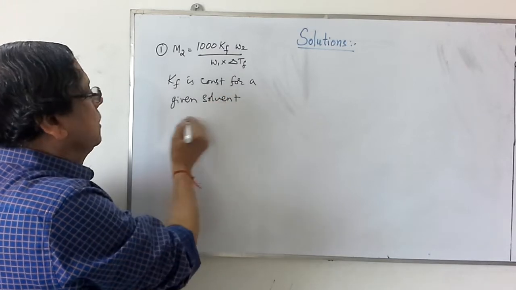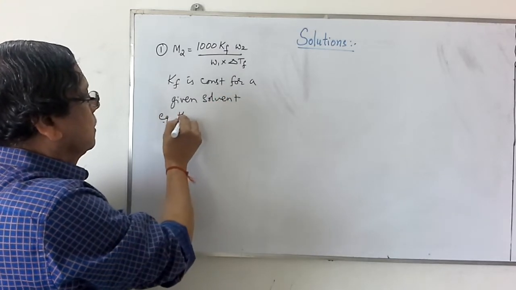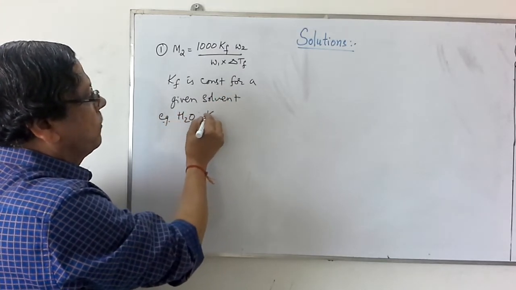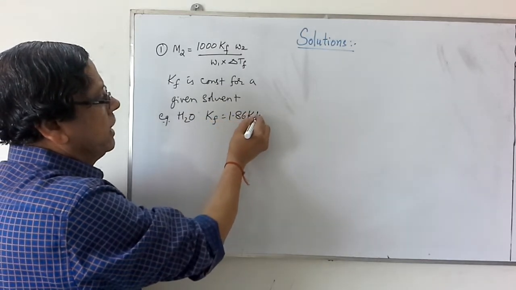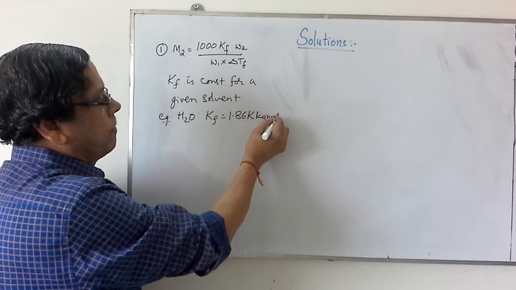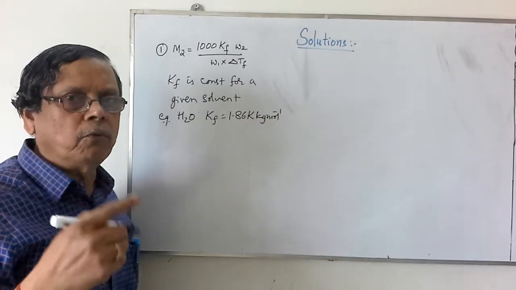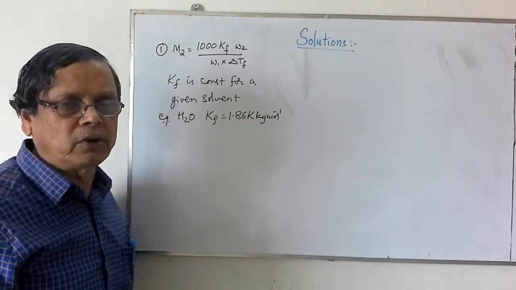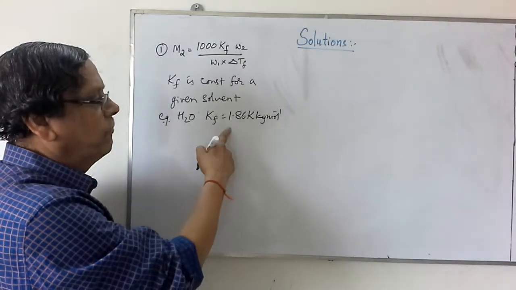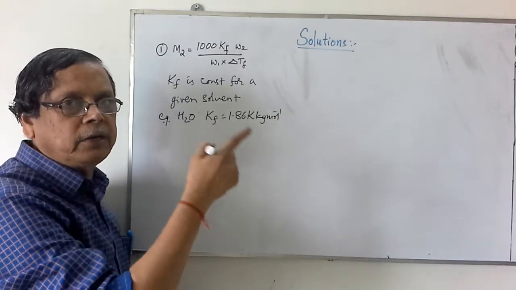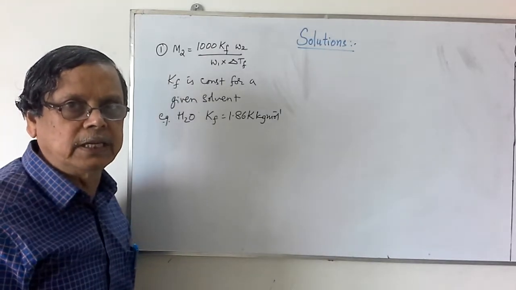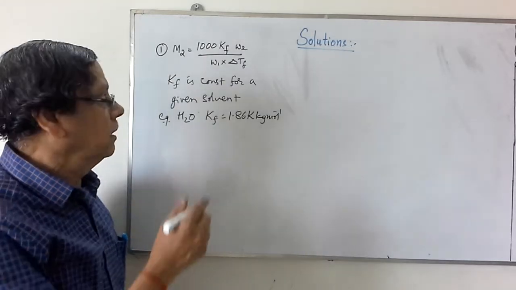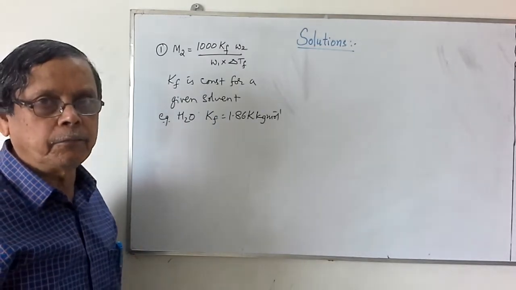For example, for water, Kf is found to be 1.86 Kelvin kg per mole. That is, when you add 1 mole of a non-volatile non-electrolyte solute in 1 kg of water, the freezing point will decrease from 0 to minus 1.86 degrees Celsius. So that is one important point.